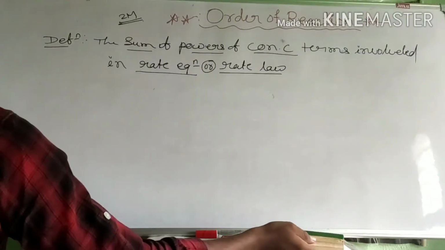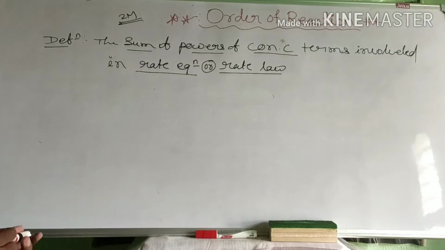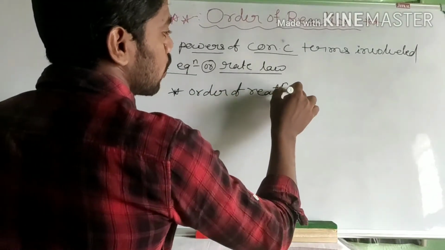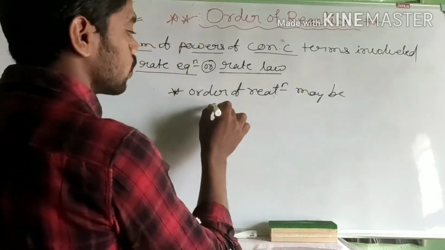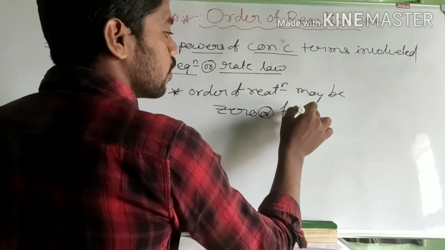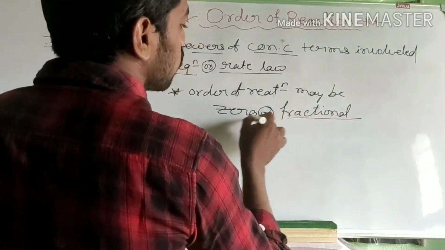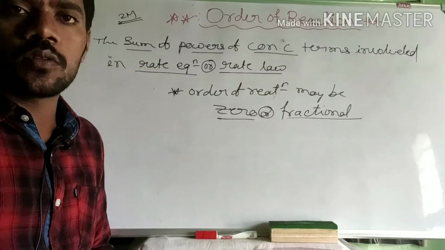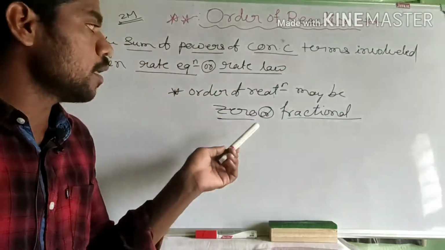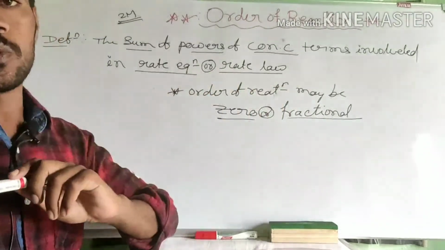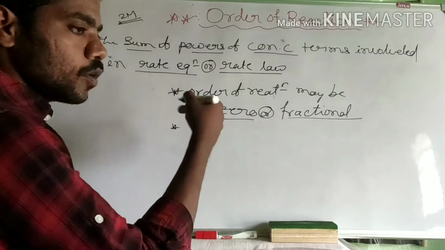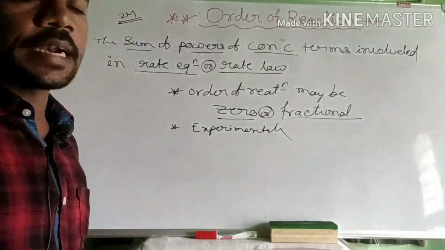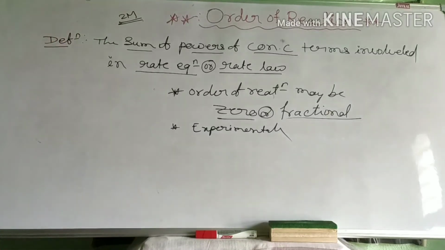Next, importantly, order of reaction may be zero, sometimes it will be zero, or maybe fractional. Both ways it is possible. Order of reaction, that is m plus n, need not always be greater than 1 or less than 1. Sometimes it may be 0, sometimes fractional. But one thing, order of reaction can be known experimentally. For any reaction we cannot say it directly; we say it only through experiment. This is one of the points on order of reaction.